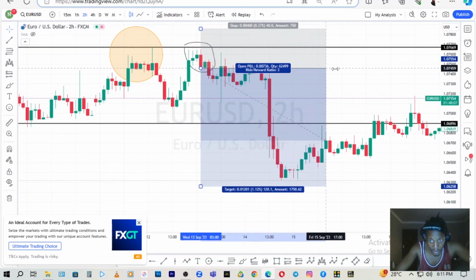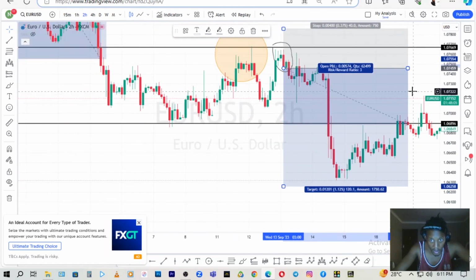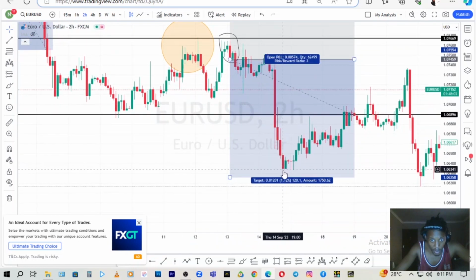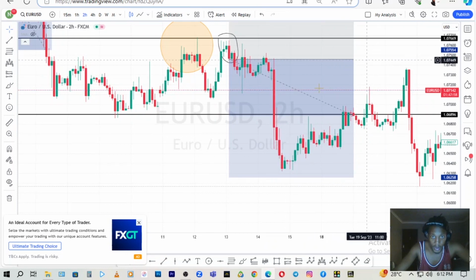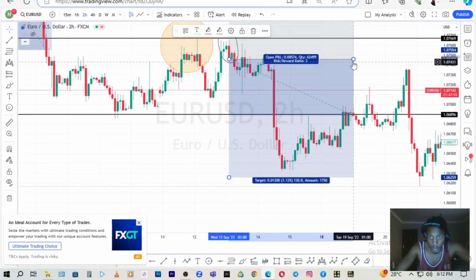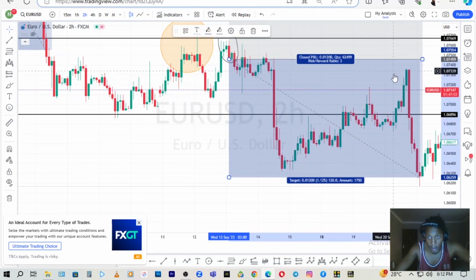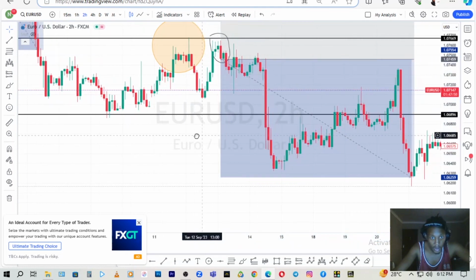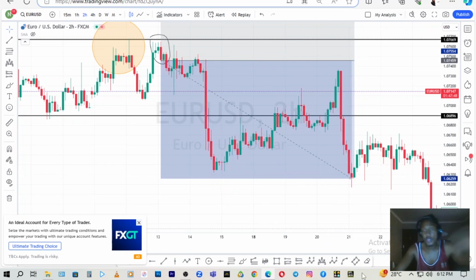Let me see. Okay, but then overall I would have taken my TP here. So it came back to almost our entry, then it went to our TP. So you see, it also wants patience. You also need to be patient while trading and waiting for perfect entries.